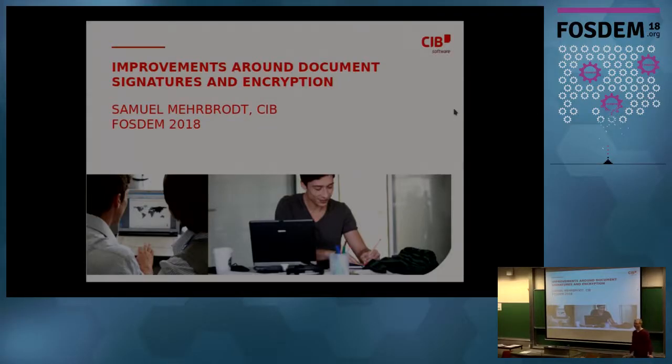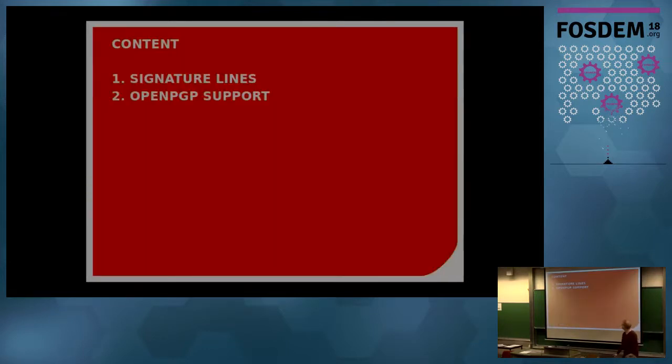Hi, I'm Samuel, working for CIB, and I'm going to talk about improvements we made to document signing and encryption in the last year. I have two topics. The first is signature lines: what is that, why is it useful, and what did we change there? And the second is OpenPGP support.